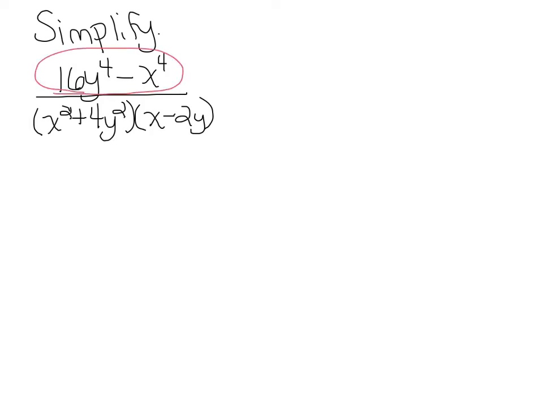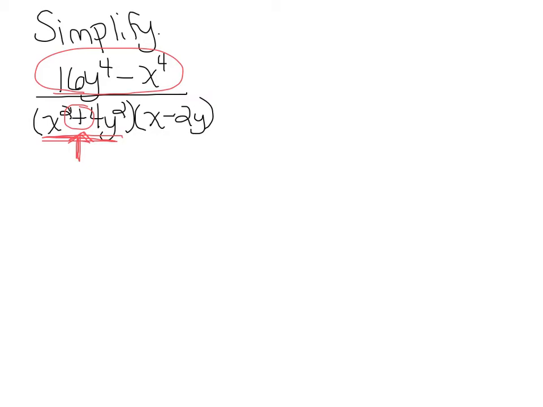It might be very tempting to say that this can be factored here, but it's not a difference of squares because it's not a difference. Anytime you have a polynomial that looks like this, but it's not a difference, this is not a difference of squares, therefore that polynomial is prime.